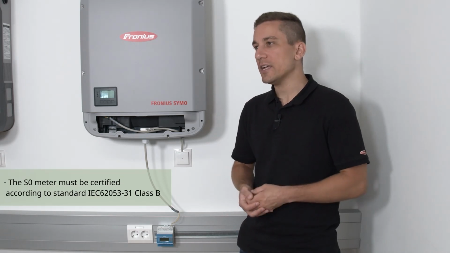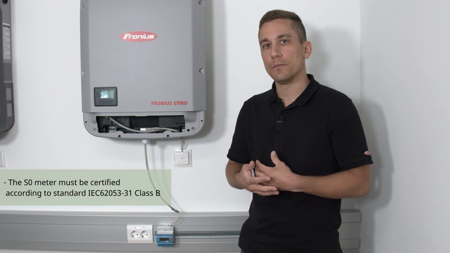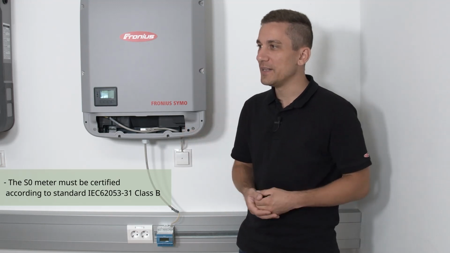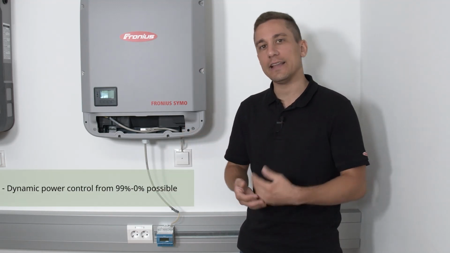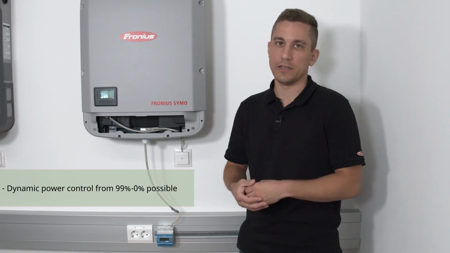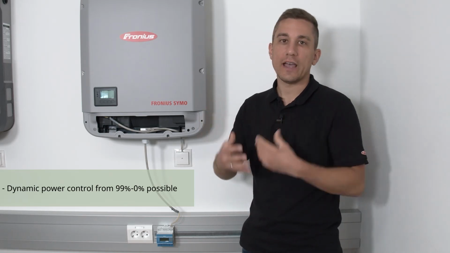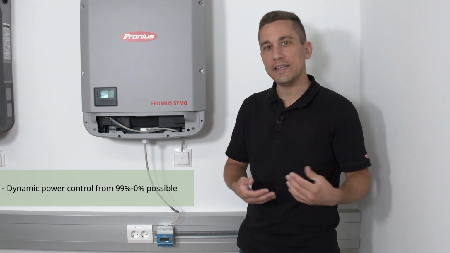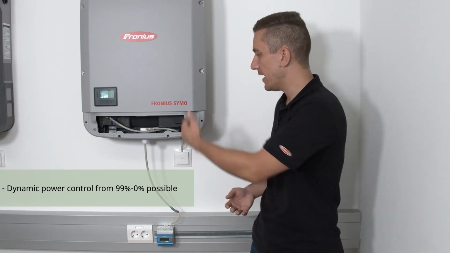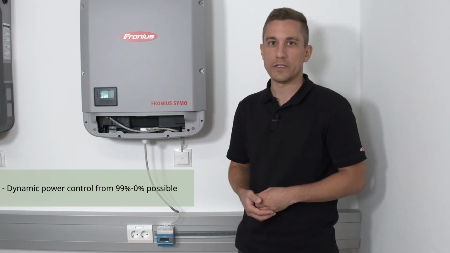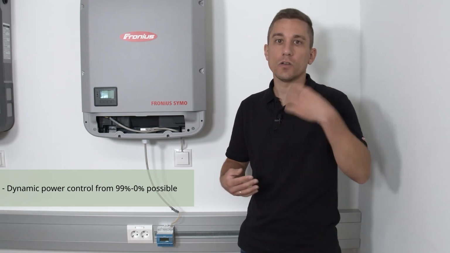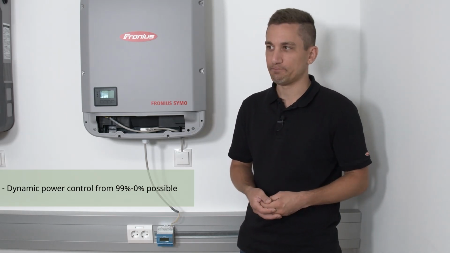Furthermore, for the connection of the dynamic load balancing, we have the possibility to go from 99 down to 0% of the power. And therefore, you also have the possibility to do zero feed-in with these systems. So as you see, you can dynamically control the power between the systems depending on your needs or on the needs of the grid supplier.